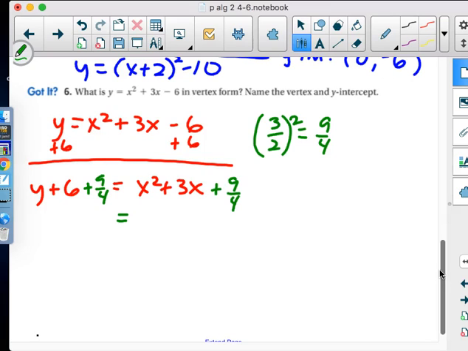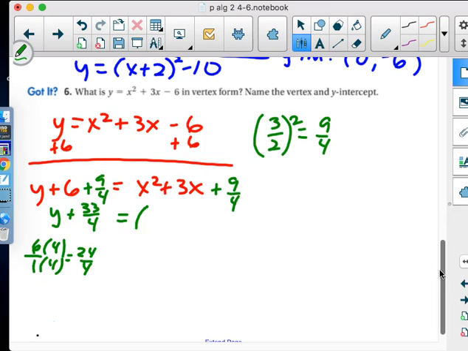Okay, but now what? We got this y over here, and we've got 6 plus 9/4. Again, your calculator will do 6 plus 9/4 if you don't want to do it by hand. But you can change 6 over 1 into fourths by multiplying the top and the bottom by 4 and getting 24/4. And then 24/4 plus 9/4 is 33/4. It's not that big a deal. So use your calculator or don't, but you should get the 33/4.